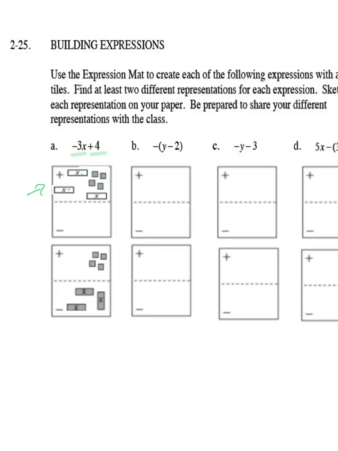Another way we could represent it is, instead of thinking of it as negative 3x, thinking of it as the opposite of 3x. So if I'm doing the opposite of 3x, that is the same thing as negative 3x. If I'm putting 1, 2, 3 positive x's on the bottom, and then because I have the minus sign, that makes it the opposite of that, it turns that into negative 3x, and I've kept my 4 positives the same.